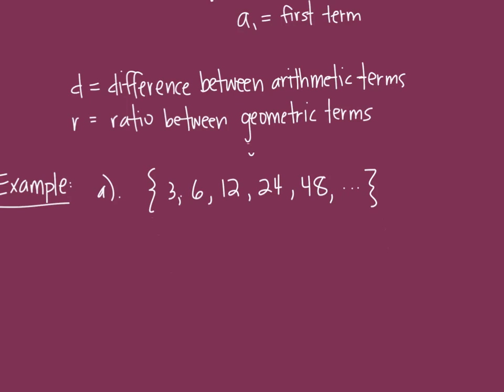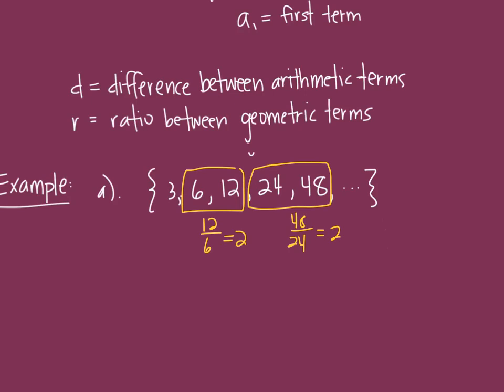Okay, ratio means division, so I should be able to pick any two of these terms and divide them, and I should get 2. All right, so if I pick these two, 12 divided by 6, yep, that's 2. If I pick any other two, let's pick these two, 48 divided by 24, yep, that's 2. So the common ratio between all of these is 2.